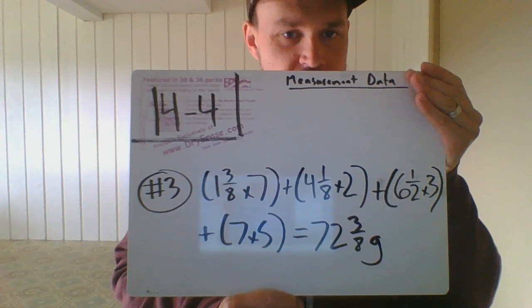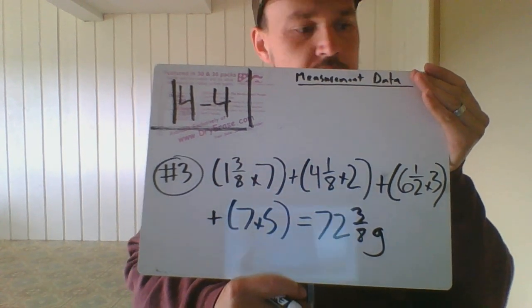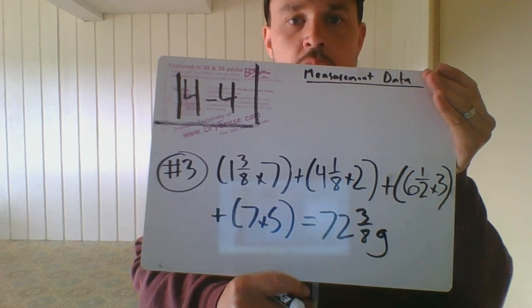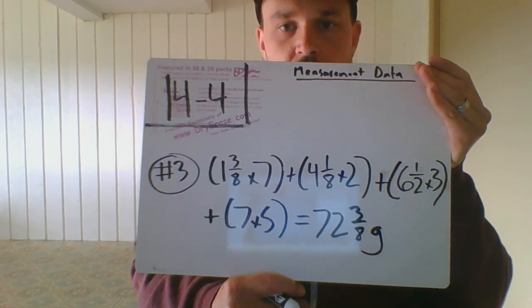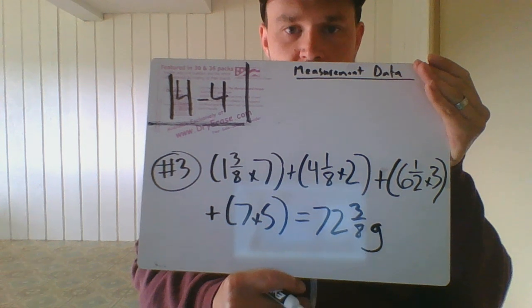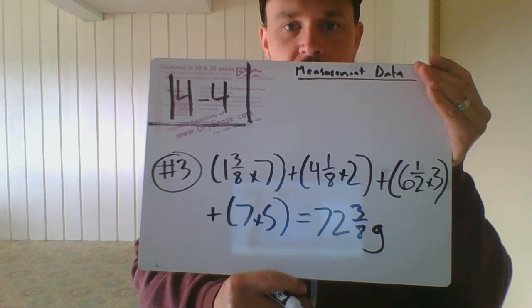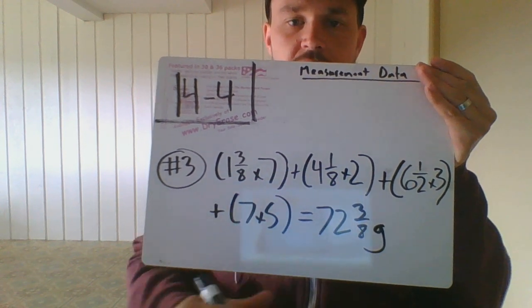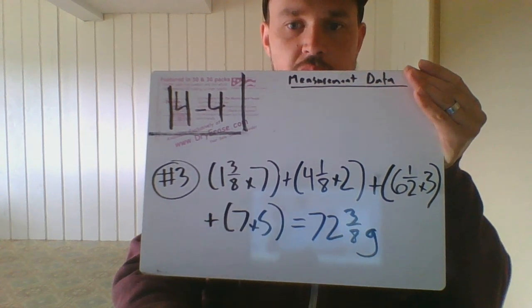I quickly wrote down the answer for number 3. This is the equation for what I did in 1 and 2: 1 3/8 times 7 plus 4 1/8 times 2 plus 6.5 times 3 plus 7 times 5 equals 72 and 3/8 grams. That's the equation for that problem.